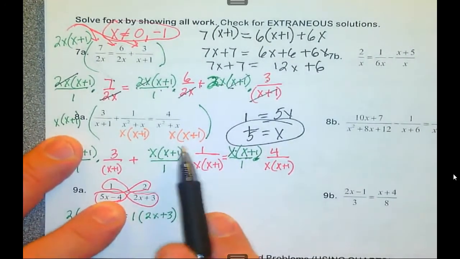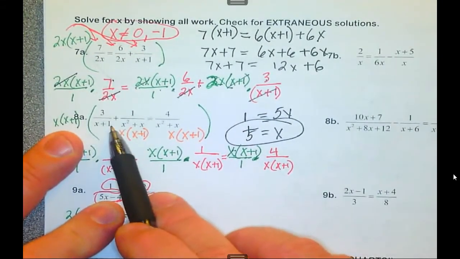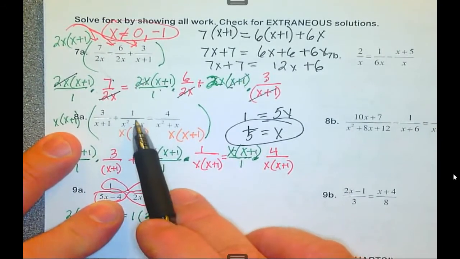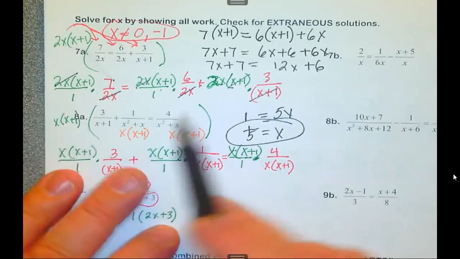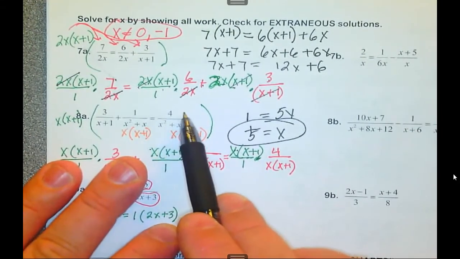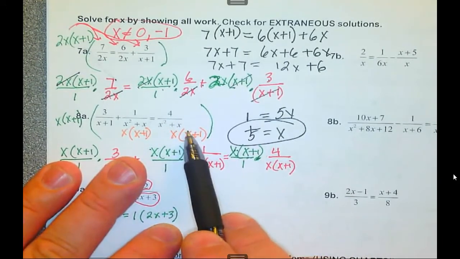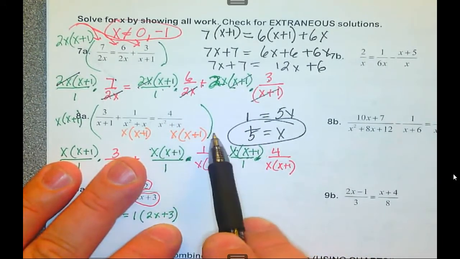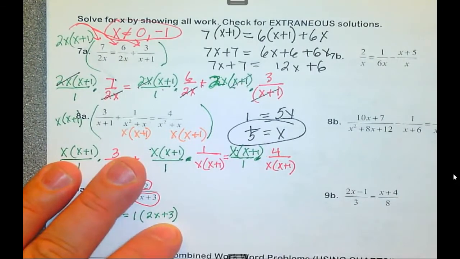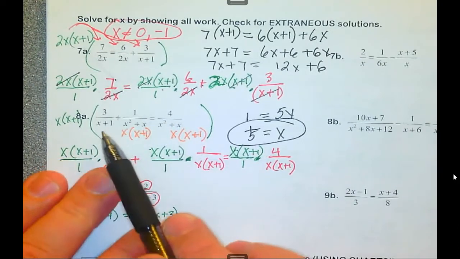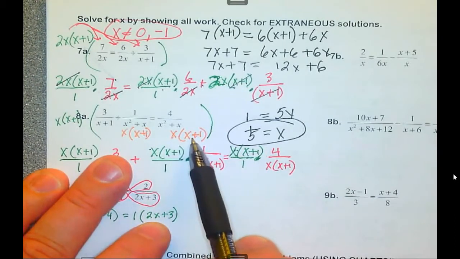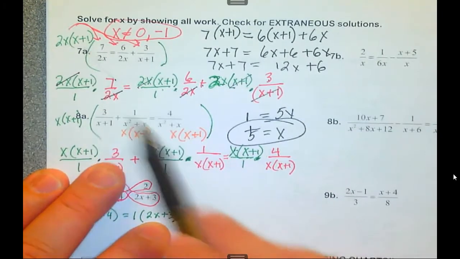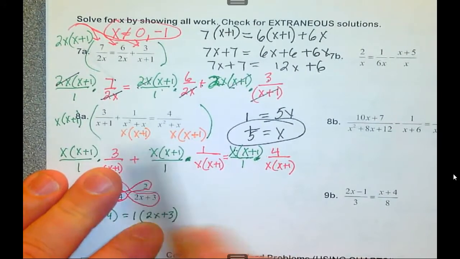All right, 8a. I have 3 over x plus 1 plus 1 over x squared plus 1, that can be factored to x times x plus 1, equals 4 over x squared plus x, which can be factored to x, x plus 1. So what's my common multiple here? Well, here's an x plus 1, here's an x and an x plus 1, an x and an x plus 1. So I have to have at least x plus 1 and an x for over here.